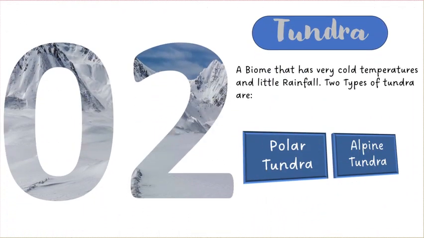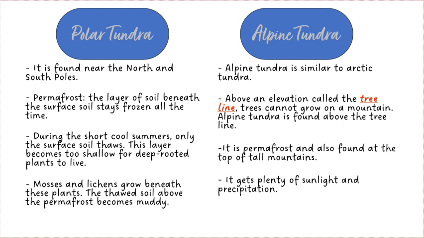Number two, tundra. A biome that has very cold temperatures and little rainfall. Two types of tundras: polar tundra and alpine tundra. Polar tundra is found near the north and south poles.